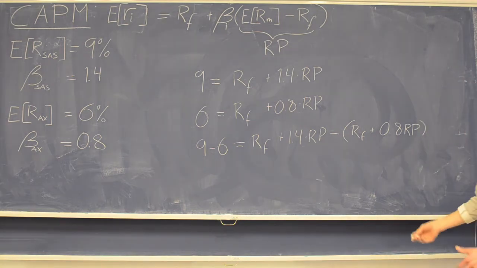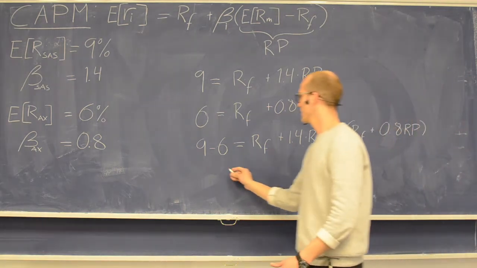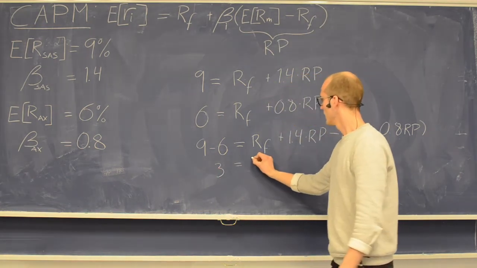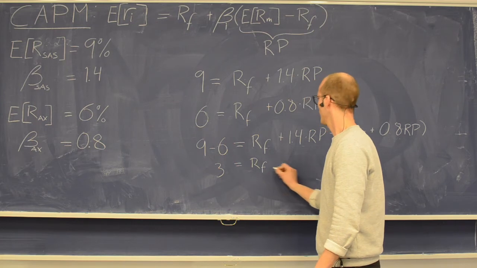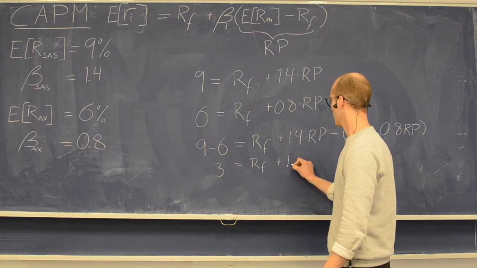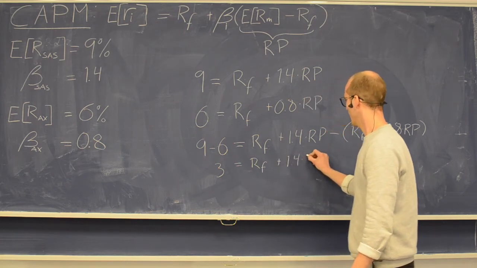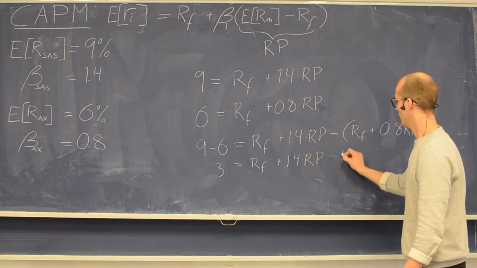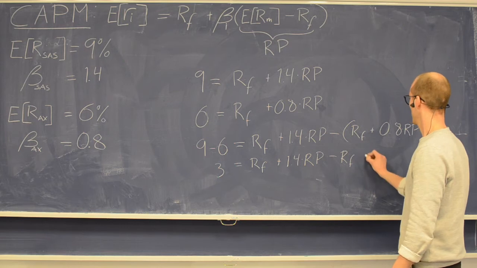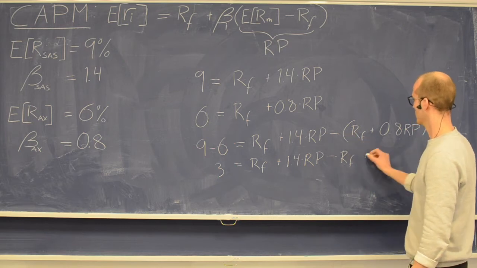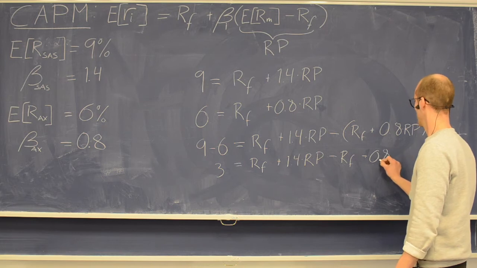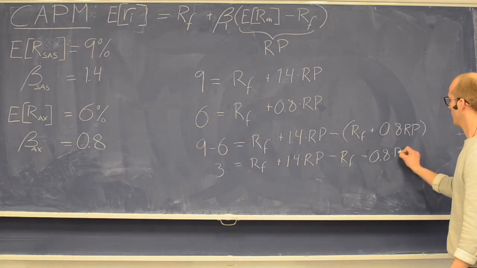We can now simplify and we get that 3 is equal to RF plus 1.4 times RP minus RF, plus, minus plus becomes minus 0.8 times RP.